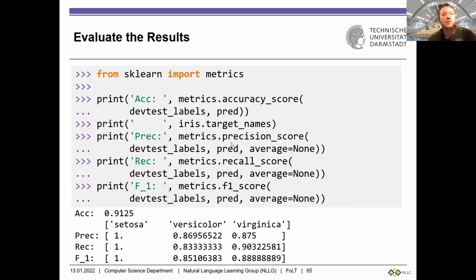And we can also evaluate the results. We say, give us a metric. So we calculate the accuracy. Accuracy is 91%.